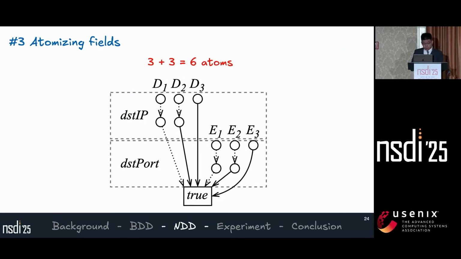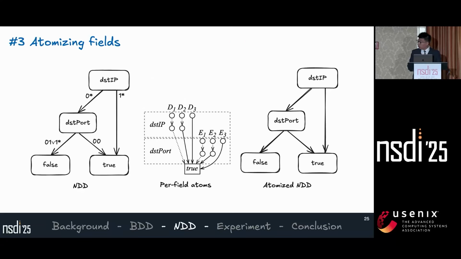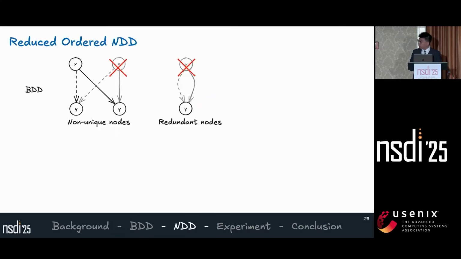And since NDD has decoupled the fields, it can compute atoms for each single field. And we can see here in our example, when using BDD, we get 3 times 3 equals 9 atoms, but using NDD, we get only 3 plus 3 equals 6 atoms. And that shows NDD can overcome the explosion of atoms. And also, by replacing the label on the edge, which is a BDD, with a set of equivalent atoms, NDD can further speed up its logical operation.